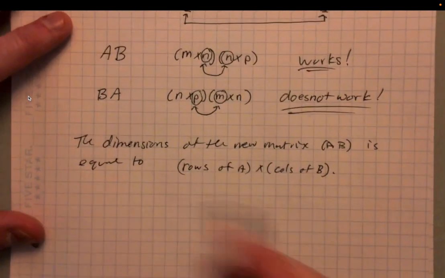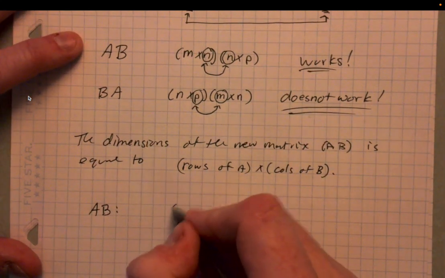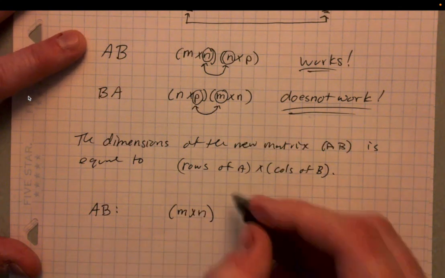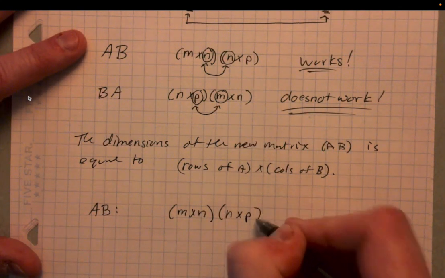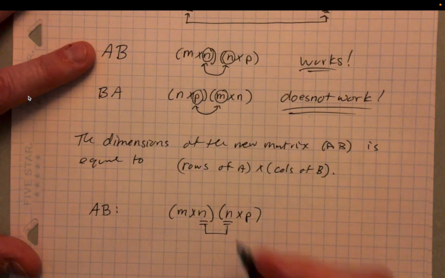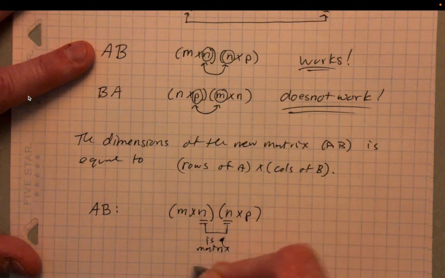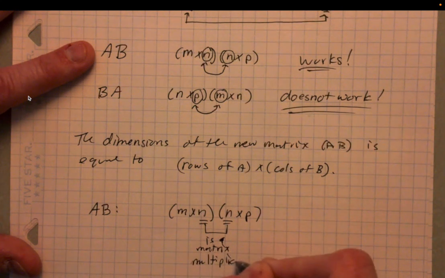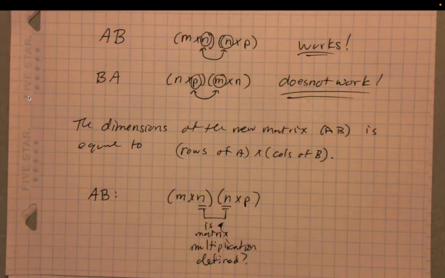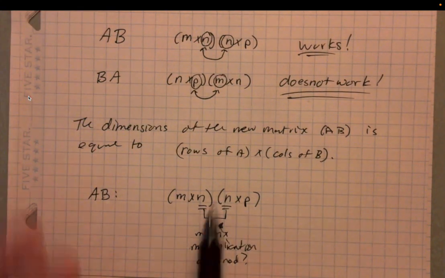Okay, so let's talk this out. We can summarize all of this nicely. If A is m by n and B is n by p, the inside numbers tell you something. They tell you: is matrix multiplication defined? Yes or no? If they match, then matrix multiplication is defined. If not, you can't do it. That's what the inside numbers tell you.